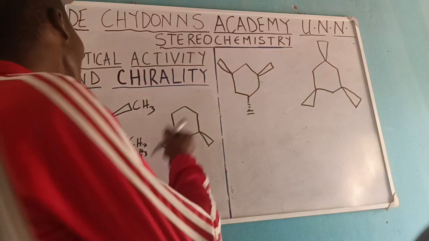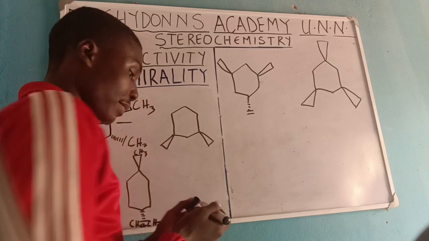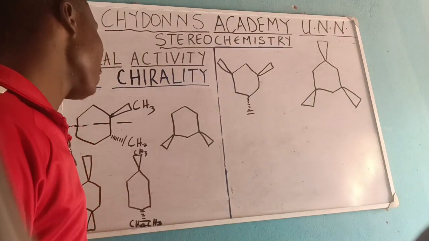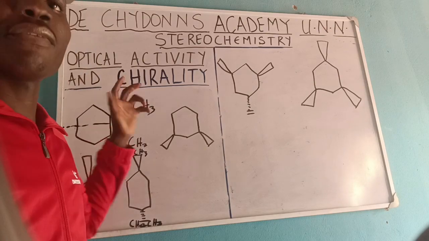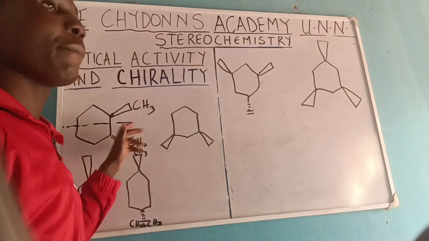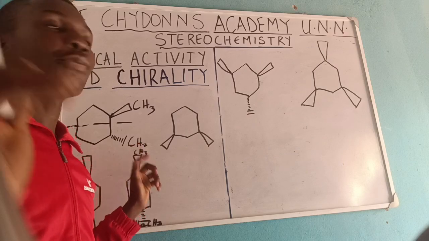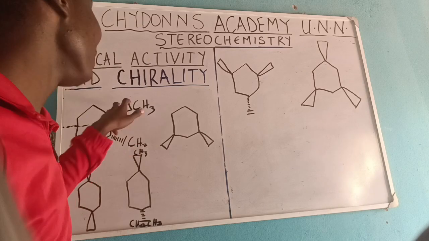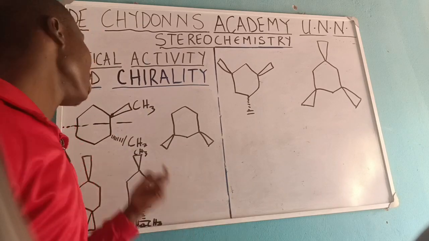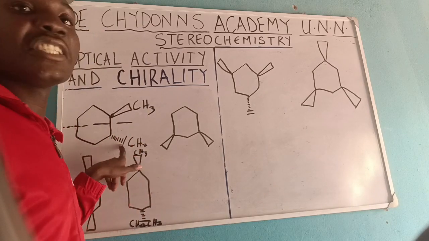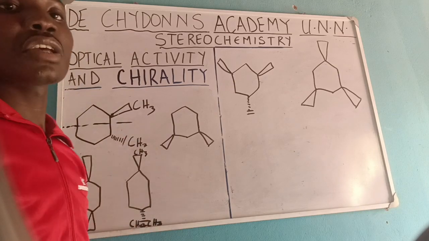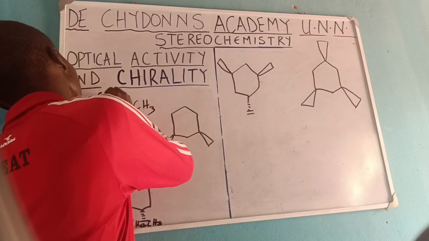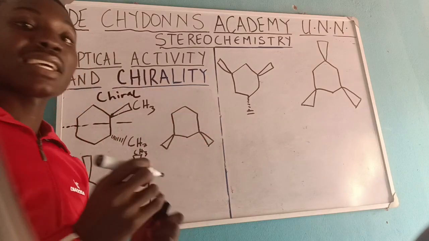Now, can we call this a plane of symmetry? We cannot call this a plane of symmetry. The reason is that this one is going forward, outside, and this one is going backwards, so they are not mirror images of each other. What you're having here and what you're having here are not mirror images of each other because of the distinctiveness in the bond. Assuming this bond here happens to be a wedge bond, it means that you can have them as mirror images. So this does not have a plane of symmetry, and by implication, it is a chiral compound. It is a chiral compound.